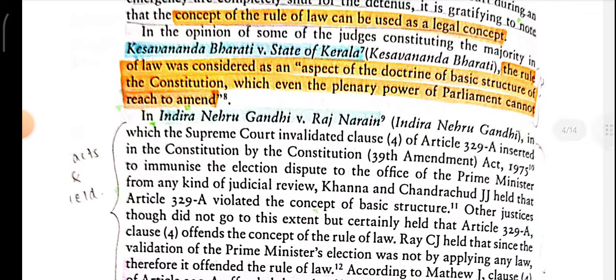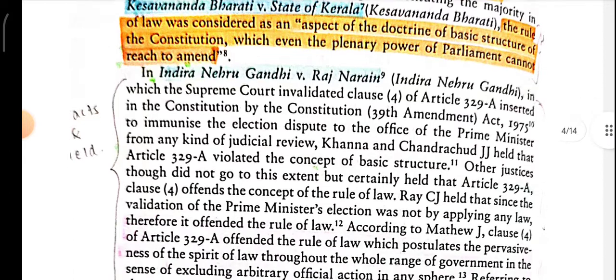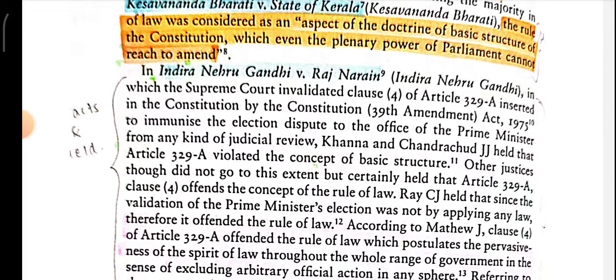In Indira Gandhi versus Raj Narain, the Supreme Court invalidated Clause 4 of Article 329A, inserted in the Constitution by the 39th Amendment Act 1975 to immunize the election dispute relating to the office of the Prime Minister from any kind of judicial review. Justices Khanna and Chandrachud held that Article 329A violated the concept of basic structure. Other justices did not go to this extent, but certainly held that Article 329A Clause 4 offends the concept of rule of law.